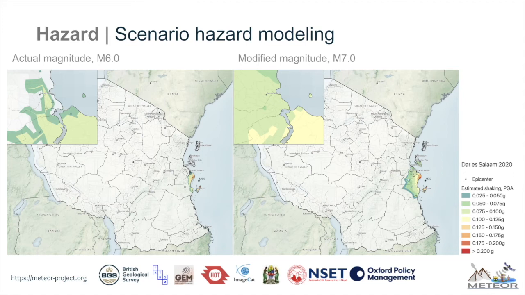For example, we might want to look at a repeat of the 2020 Dar es Salaam earthquake for Tanzania. Alternatively, we might look at the hazard for the maximum magnitude event we expect to occur on the same fault. In this example, we look at both the actual magnitude of the event, a 6.0, and a hypothetical magnitude for a repeat of the event, a 7.0.